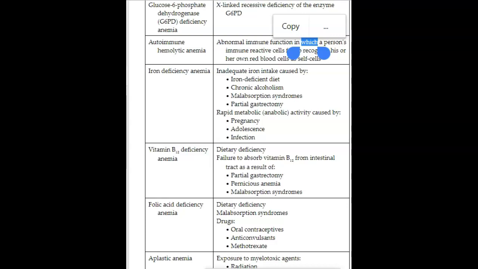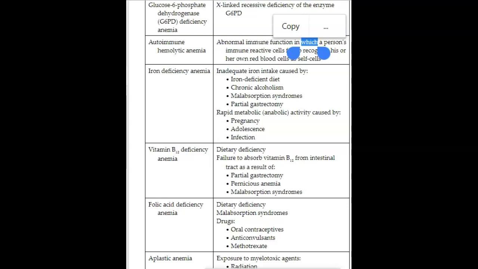And of course, that's inadequate iron intake caused by an iron deficient diet, chronic alcoholism, malabsorption syndrome, partial gastrectomy, and also rapid metabolic or anabolic activity caused by pregnancy, adolescence, or infection.